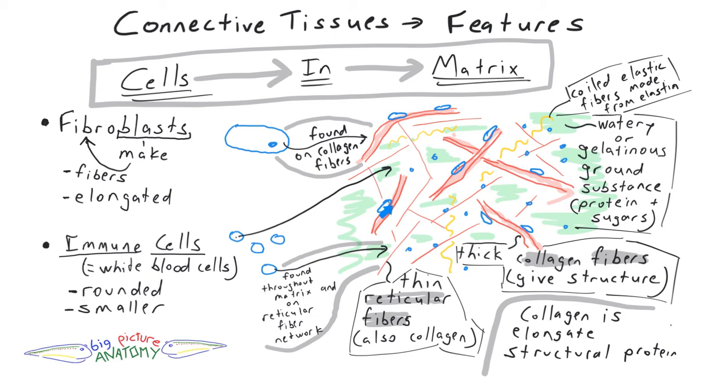It tends to be formed from a sugar-protein combo that, just like gelatin or jello, gives it that gelatinous consistency. The appearance here of having all of these fibrous components interspersed through a gelatinous matrix is an example of what we would call a generic or areolar connective tissue that might fill around blood vessels and nerves underneath the surface of your skin, and generally spaces like that throughout the body.